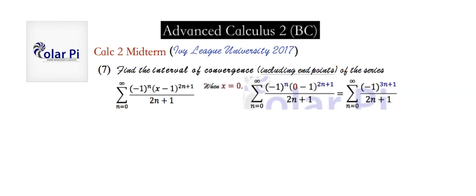Now, when x is equal to 0, we replace this x, like I said, with a 0, and that means we have this here, and that simplifies to this here. And why, you say? Because 0 minus 1 to the power 2n plus 1 is just negative 1 to the power 2n plus 1. But wait, right here we already have negative 1 to the power n. So we have negative 1 to the power n times negative 1 to the power 2n plus 1, and that makes negative 1 to the power n plus 2n plus 1, or negative 1 to the power 3n plus 1.